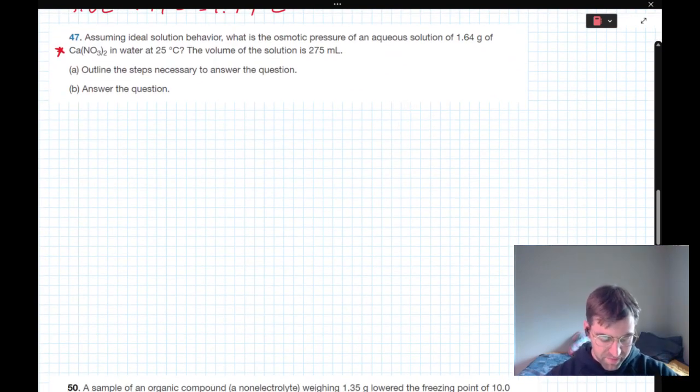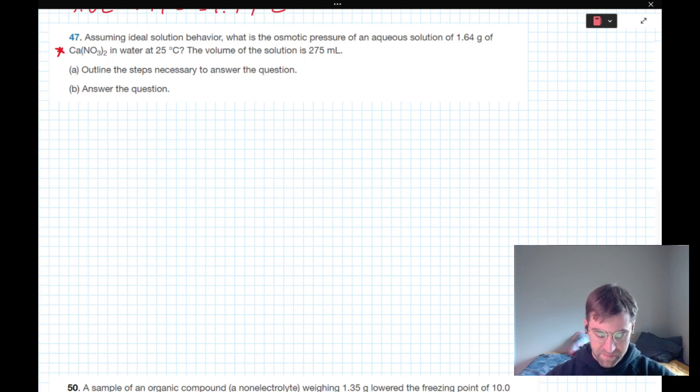Assuming ideal solution behavior, what is the osmotic pressure of an aqueous solution of 1.64 grams of calcium nitrate? I think that's calcium nitrate. Yes. Aqueous solution of calcium nitrate in water at 25 degrees Celsius. The volume of the solution is 275 milliliters. Outline the steps to solve your equation.